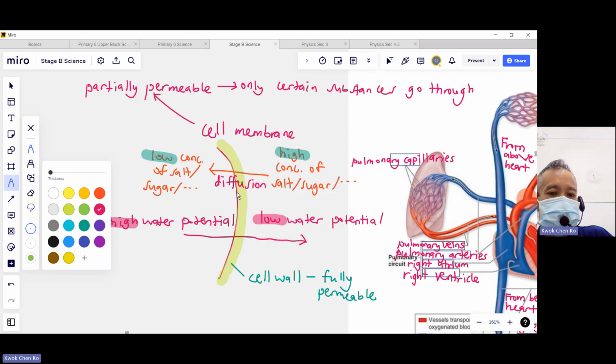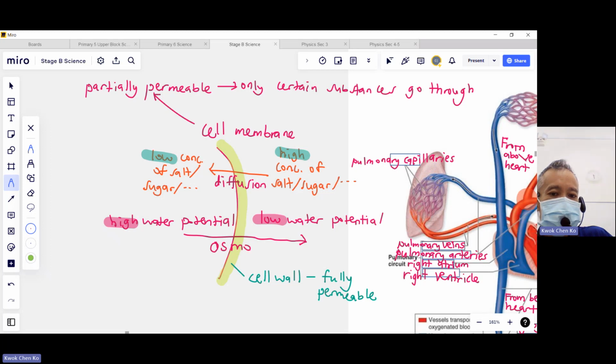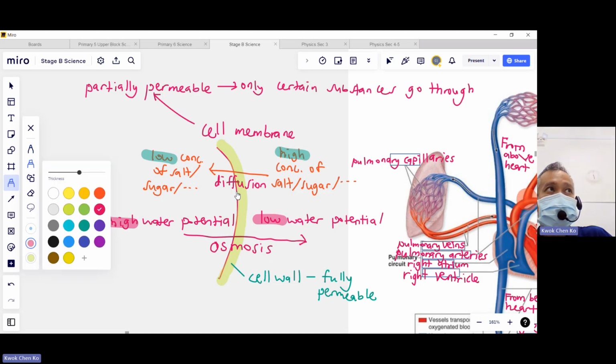Angel, what's the name for this process? Yeah, osmosis. You spell correctly. Osmosis. Then reverse is just the other way around. Reverse means your water flows from high to low. Sorry, the other way around.